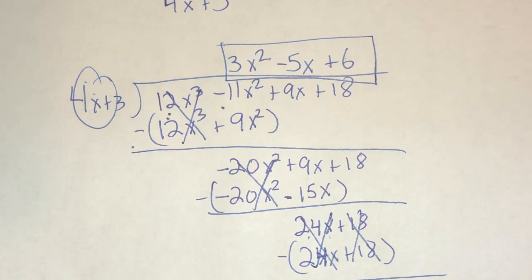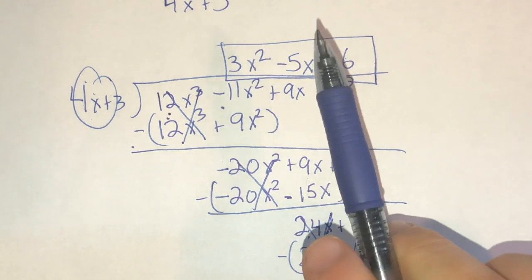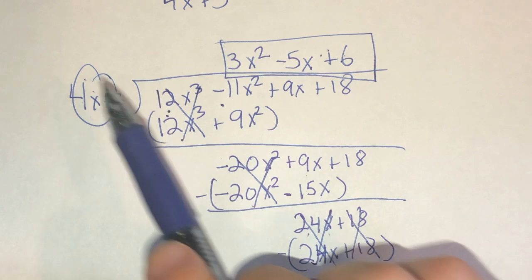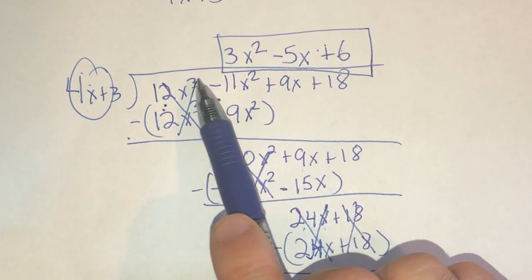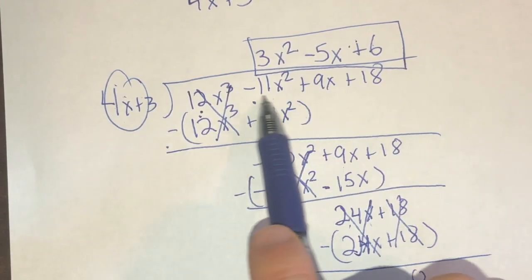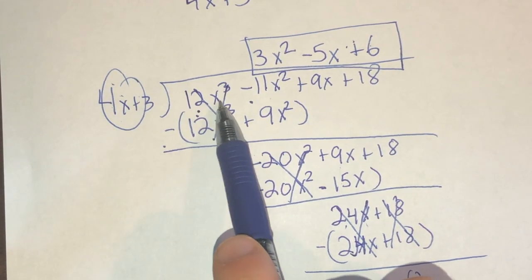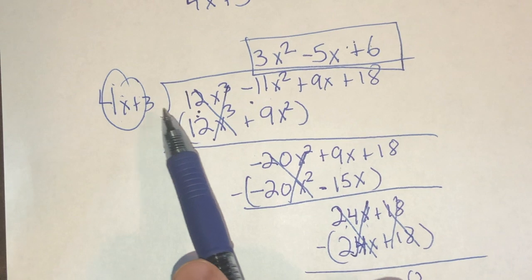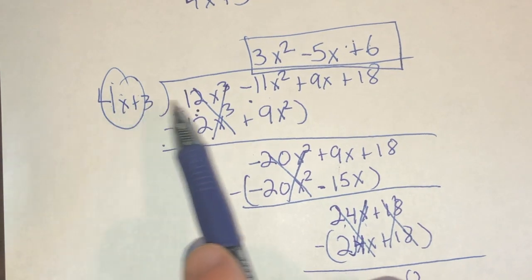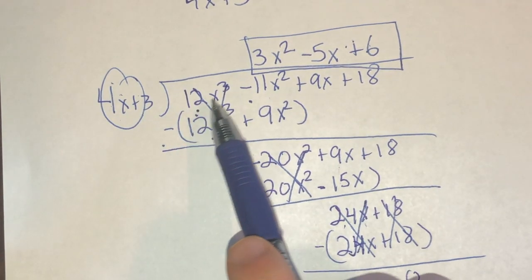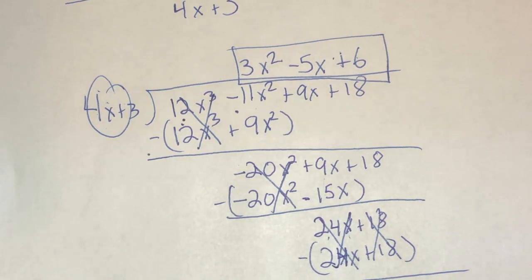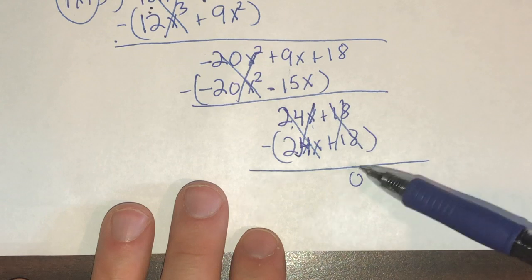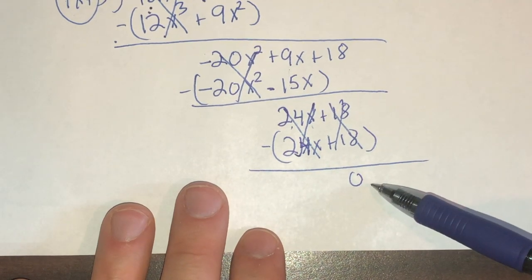And what that shows me is that this thing is what we call a factor. When I say this is a factor of this, I mean to say 4x plus 3 is a factor of 12x cubed minus 11x squared plus 9x plus 18, because when we divide, we get a remainder of 0.